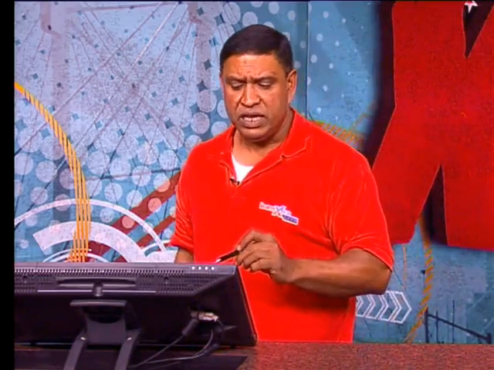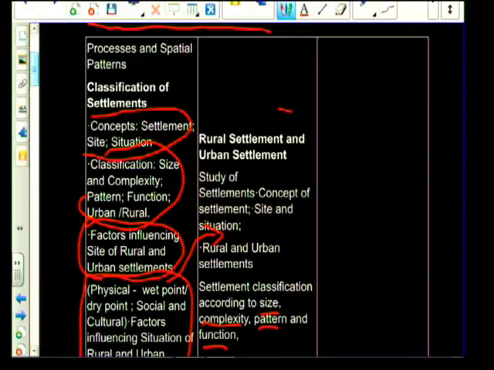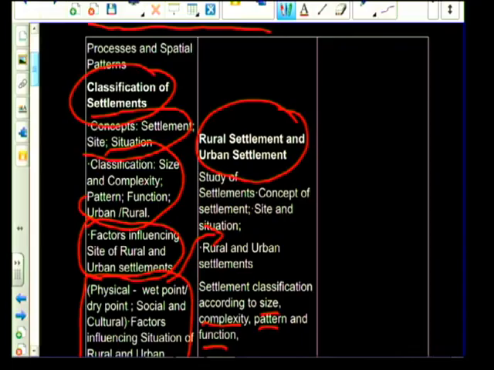You're also looking at the differences in what a rural and urban settlement is like. So no problem with regards to that. All that is happening here is that the section is now written rural urban settlements, to give you a clear idea of what you're doing there. Here it just says classification of settlements.